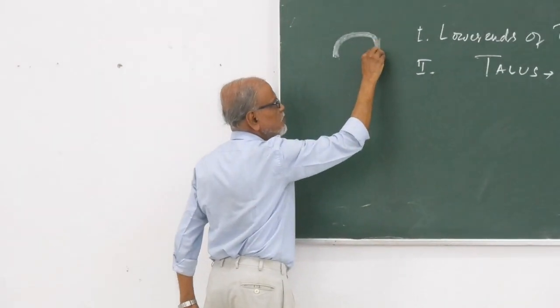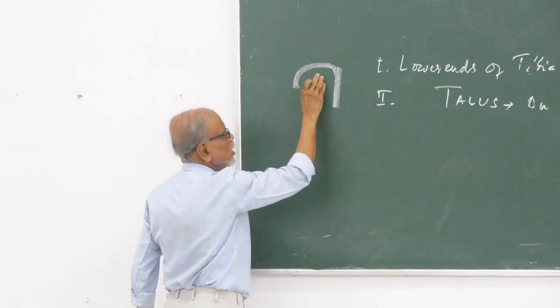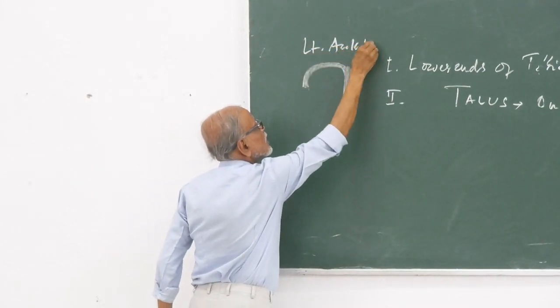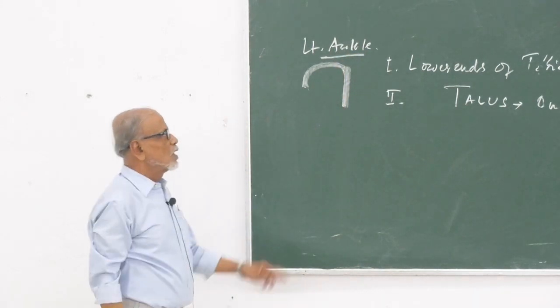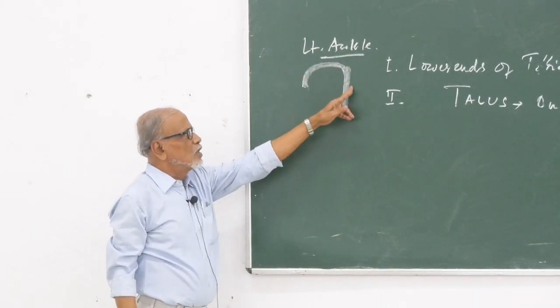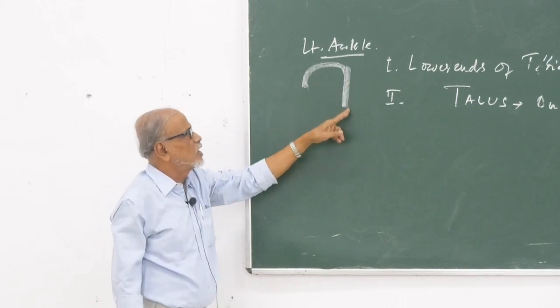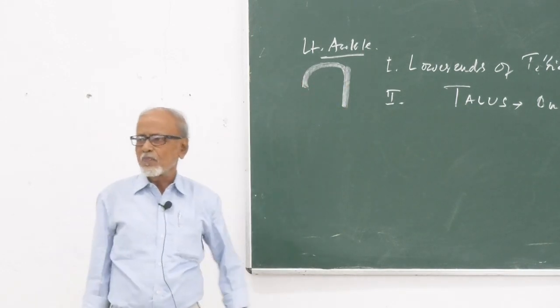Laterally, the lateral wall of the tibiofibular mortise is longer than the medial one.